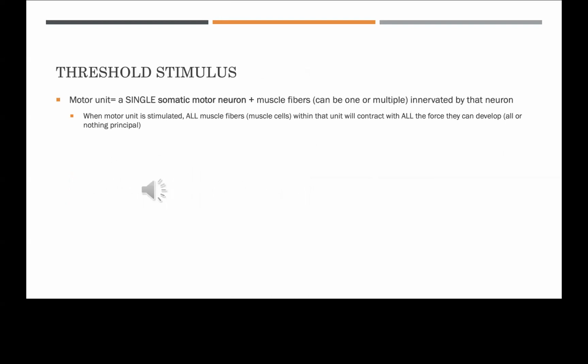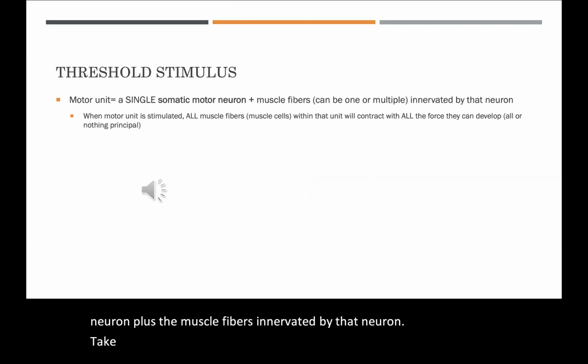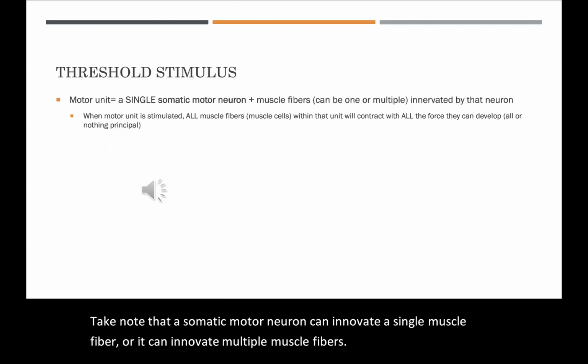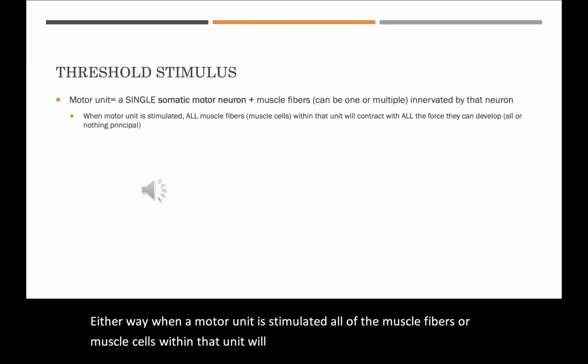As you recall from your pre-lab reading, a motor unit is a single somatic motor neuron plus the muscle fibers innervated by that neuron. Take note that a somatic motor neuron can innervate a single muscle fiber, or it can innervate multiple muscle fibers. Either way, when a motor unit is stimulated, all of the muscle fibers or muscle cells within that unit will contract with all of the force they can develop. This is an all or nothing principle.